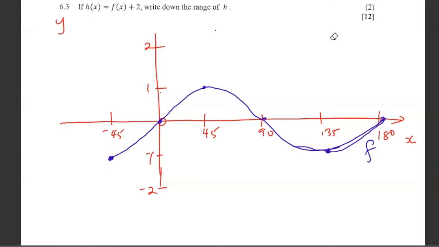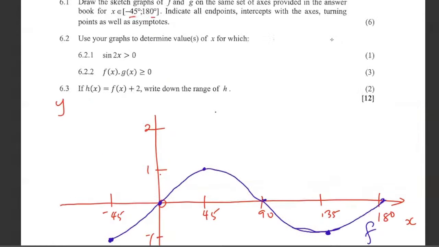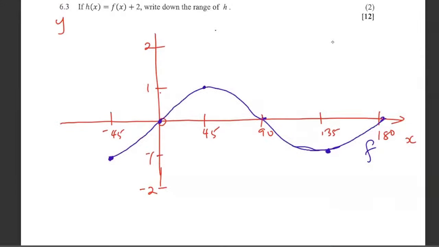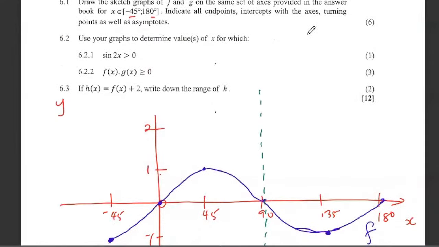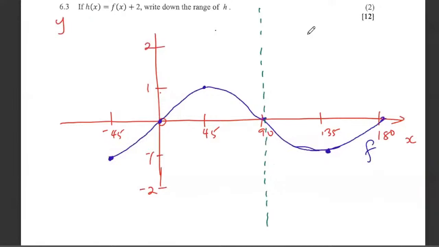Then for us to get the G, do the same thing with the tan. Remember, the tangent graph always has some asymptotes. We have an asymptote at 90, since it's just a tan graph. The other one is meant to be at 270 and so on, but it's not going to work since we are looking at that. So at negative 45, we're going to end up with a negative 2. Then 0 is negative 1. That's a 0. And then the graph continues.